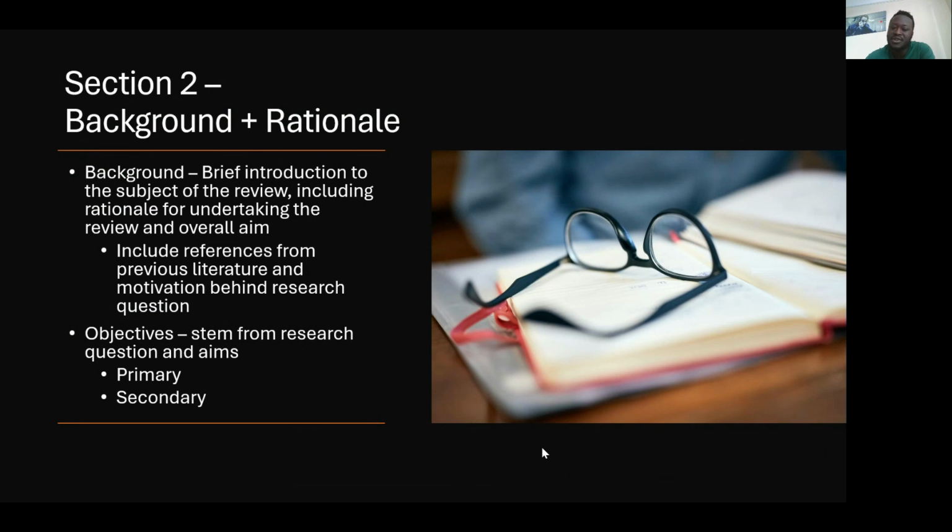Your background is going to be a very brief introduction as to why you're conducting this review and the information that's available on this topic already. So in this part of the protocol, you will include references from previous literature that already exists, and then the specific motivation you have behind the research question. Another part of your background and rationale is also going to be your aims and objectives. Your aims are going to be kind of general and essentially going to be your research questions and how you're planning on achieving them. And then your objectives are going to be very specific in terms of how you're actually getting from A to Z in this systematic review. You can have both primary and secondary research aims, and I'll talk a little bit about examples of each of those.